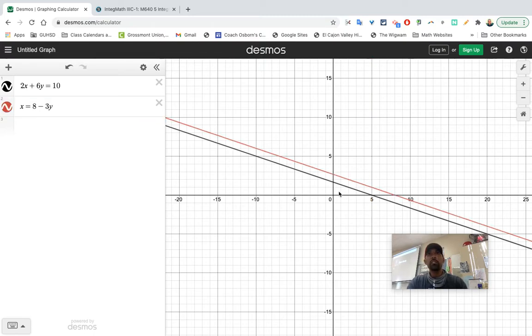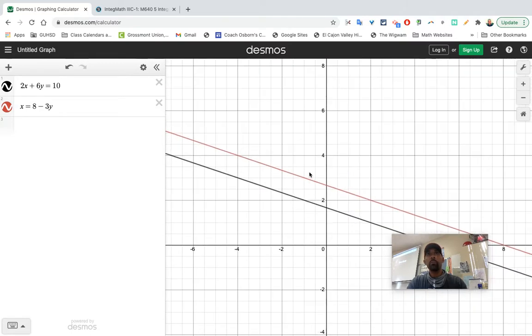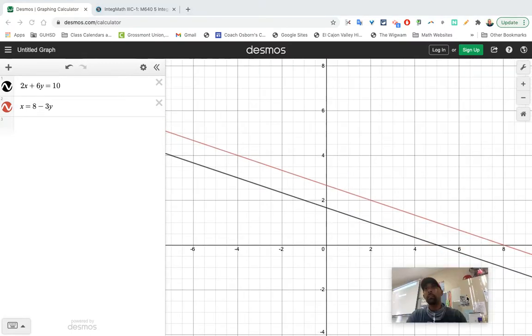Now I want you to take a look at these graphs, okay? Notice how they pretty much have the same slope. If they have the same slope, you guys remember what that means? They're parallel, meaning they will not intersect. They will never touch. So that means you're not going to have a solution.